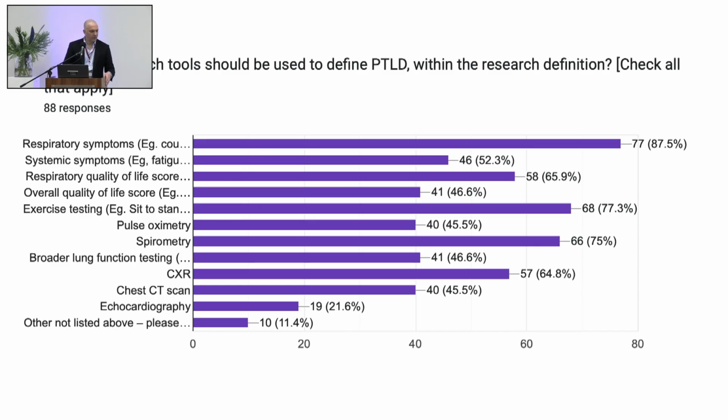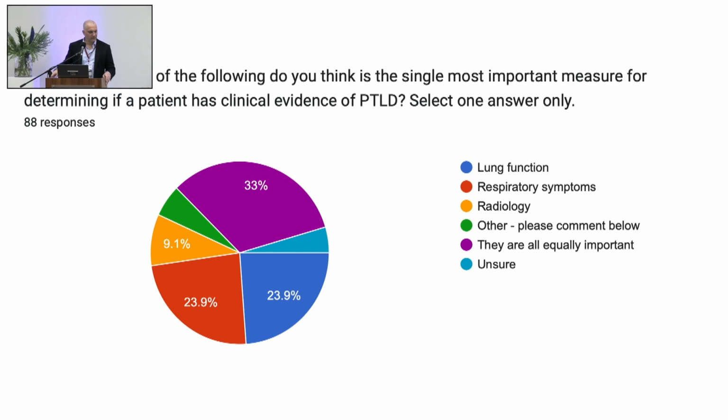So we talked about which tools should be used to define PTLD within the research definition. I don't know why, but I was sort of surprised that symptoms was number one. I was wondering if spirometry was going to be number one, but symptoms was number one. And interestingly, exercise testing was number two, and spirometry was third. So we used these data to start to build out the definition.